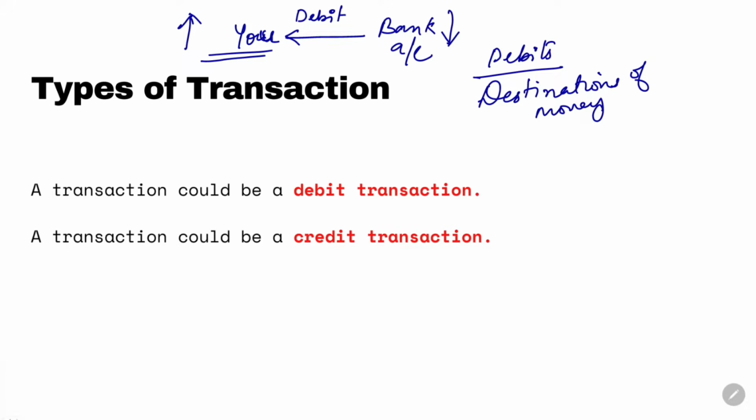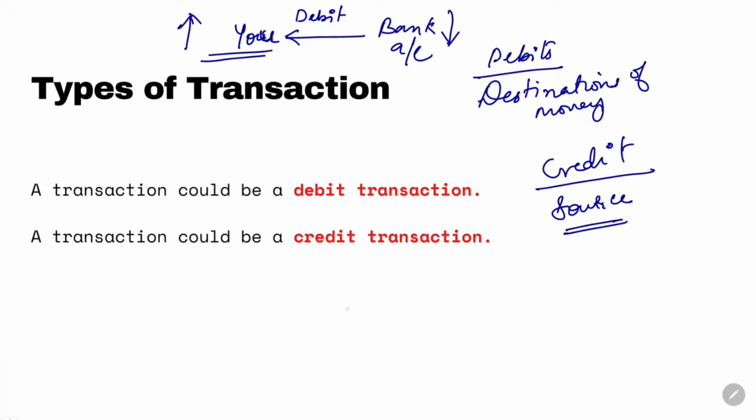And that is also important. It is your money with the bank that you're pulling out. Now, another transaction is a credit transaction. Credit is a source of funds, or source of money.